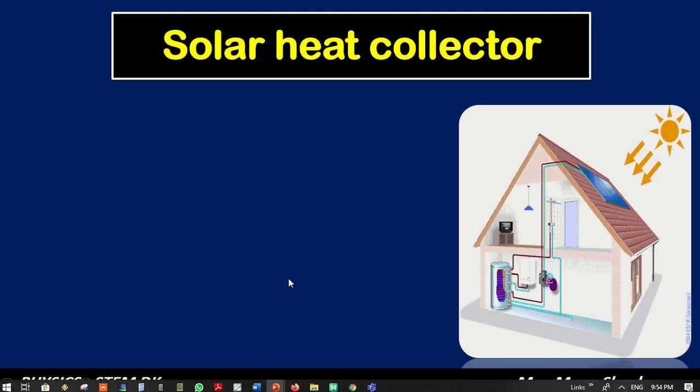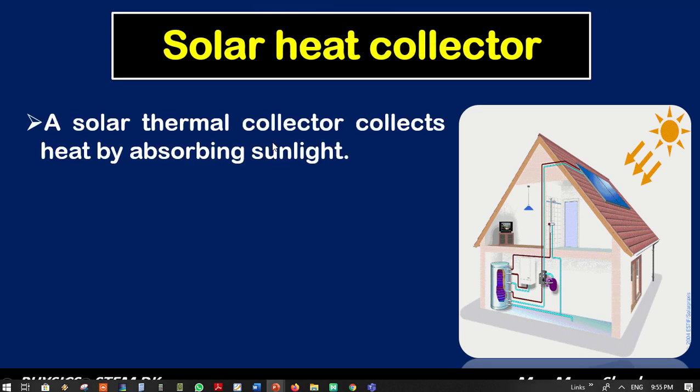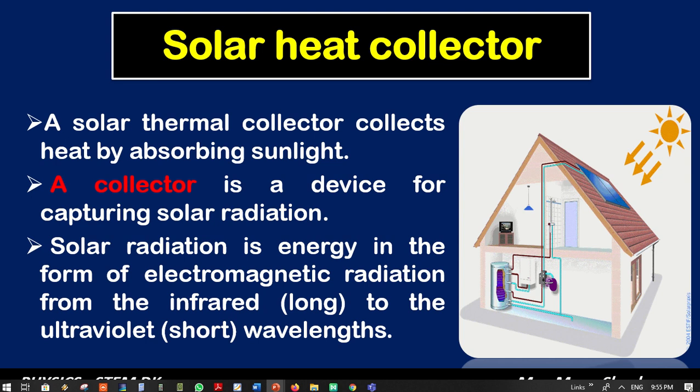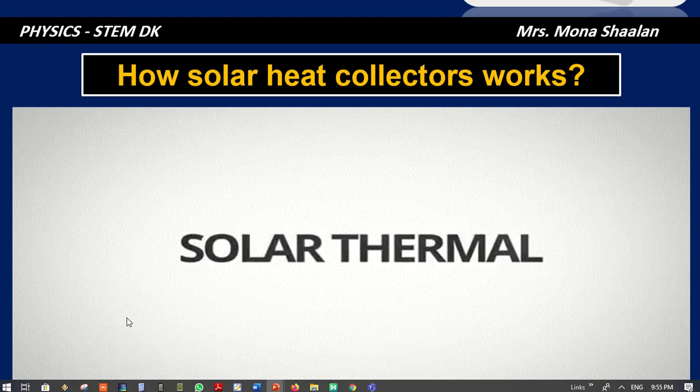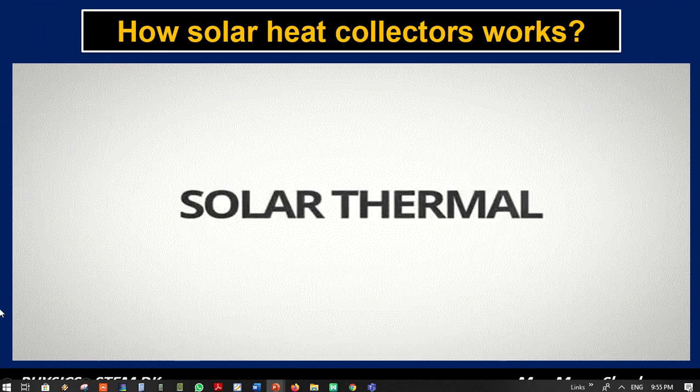Let's see what the solar heat collector is. It collects heat by absorbing sunlight. A collector is a device that captures solar radiation, the solar radiation that we have discussed before, from the infrared region and visible light to the ultraviolet region. So how does a solar heat collector work?